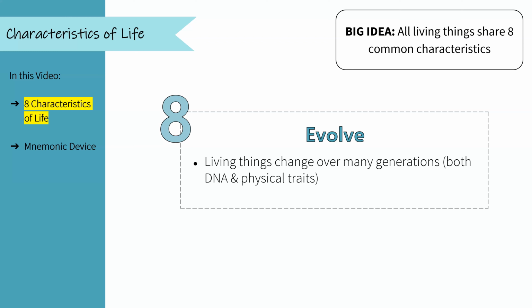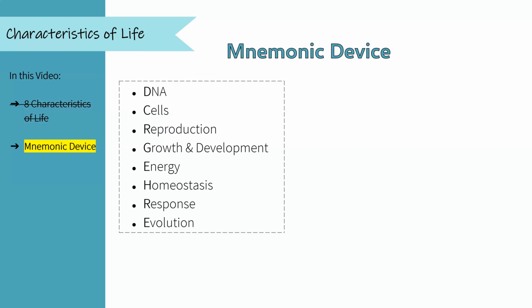These characteristics will come up over and over again as you continue your study of biology. So it's nice to have some way to remember them. And one trick for remembering lists of things is by using a mnemonic device. So here I've listed out simply our 8 characteristics of life: DNA, cells, reproduction, growth and development, energy, homeostasis, response, and evolution. To create my mnemonic device, I'm going to take the letters that correspond to each of those characteristics.